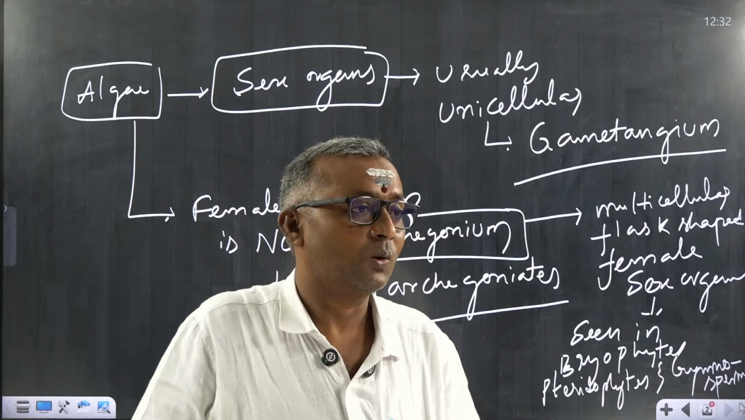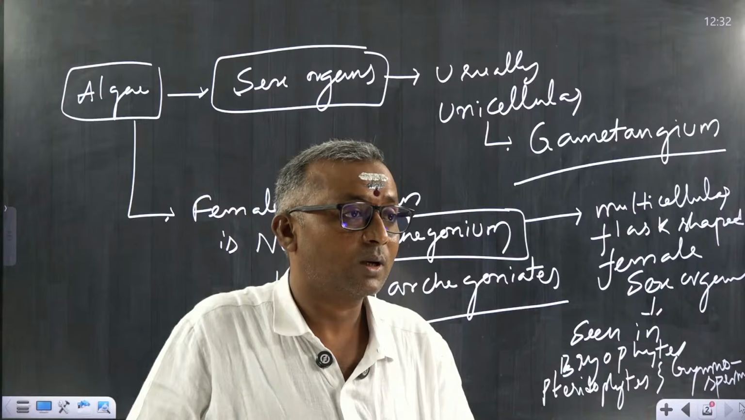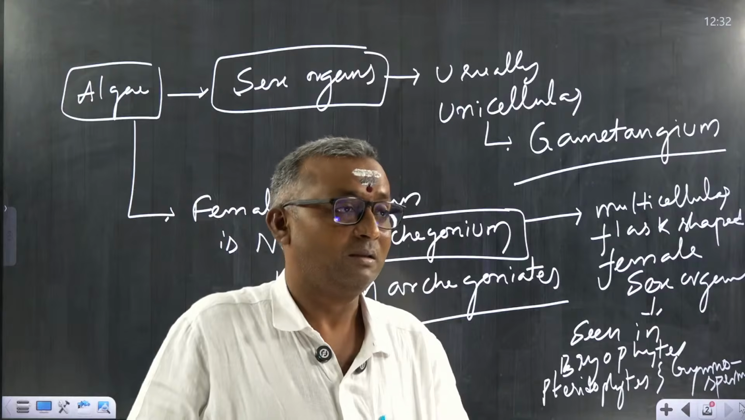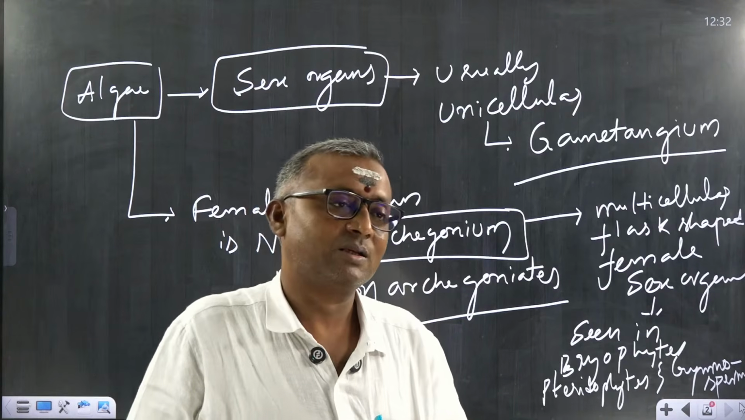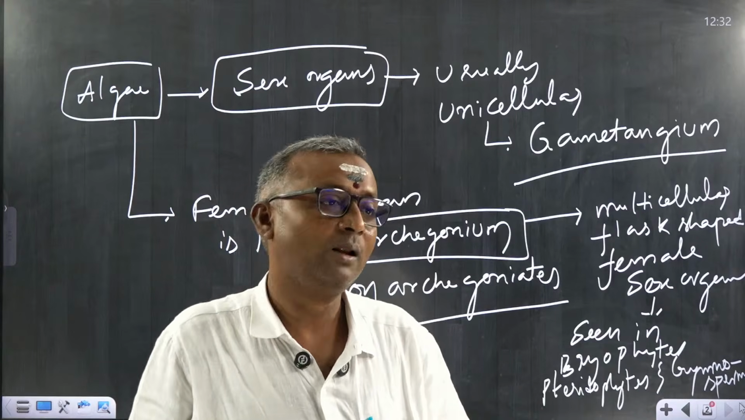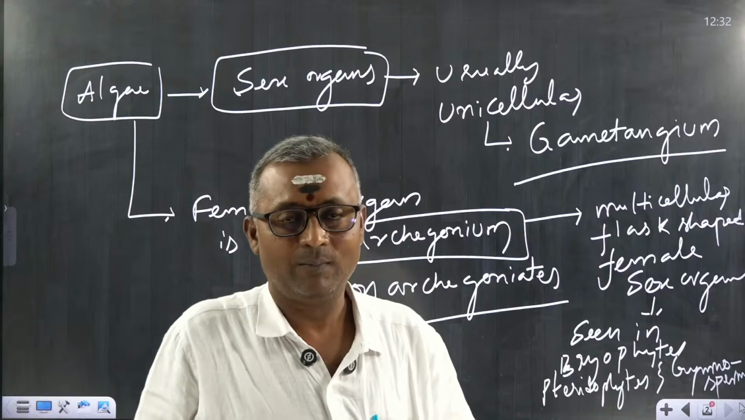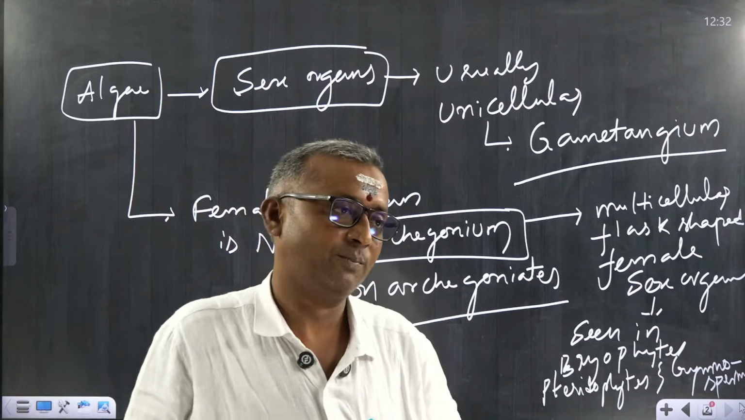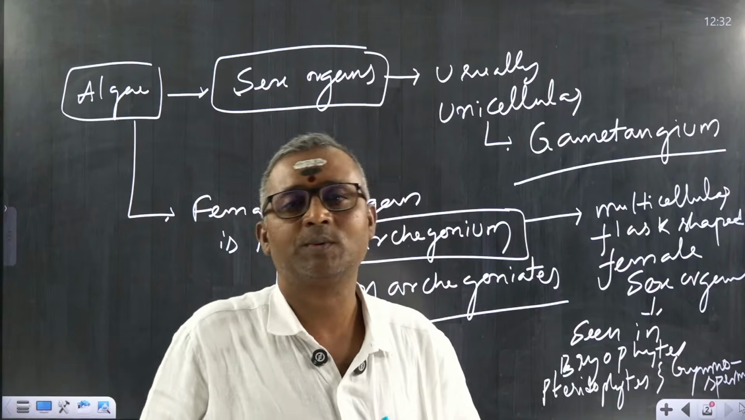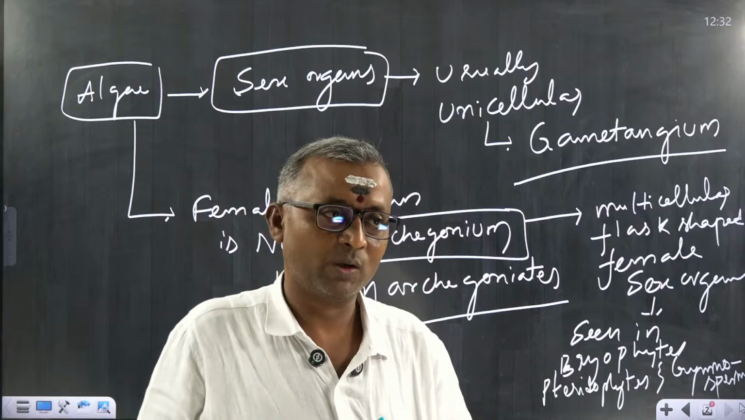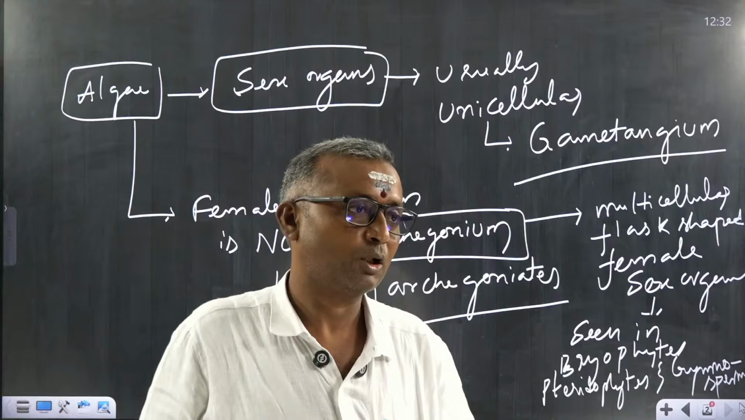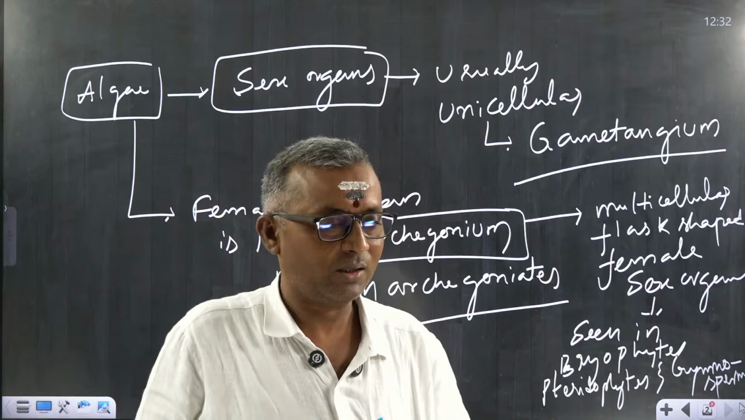Any more? Sir, what is the name of the sex organ of angiosperms? Is it also gametangium? In angiosperms, we use terms like stamen and carpel, or androecium and gynoecium. We generally use the term gametangium for the lower groups of plants like algae, bryophytes, pteridophytes and gymnosperms, particularly algae, bryophytes and pteridophytes.